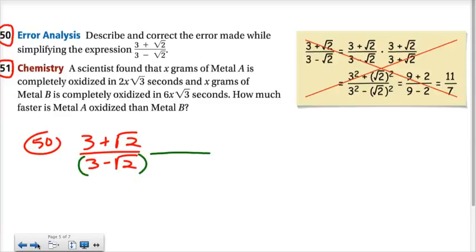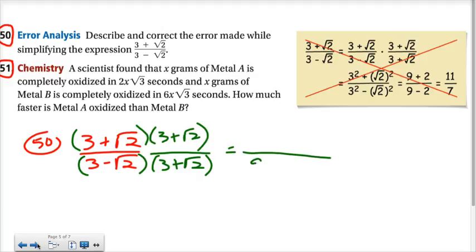And what we would need to do is rationalize the denominator by using the conjugate, 3 plus the square root of 2. And again, focus on your denominator first. First times first is 9. Outside times outside, inside times inside will cancel out. Last times last, square root of 2 times the square root of 2, well, we have a negative, so it'll be subtraction, and that's going to be the square root of 4, which is 2. So we are going to get 7 as our denominator.